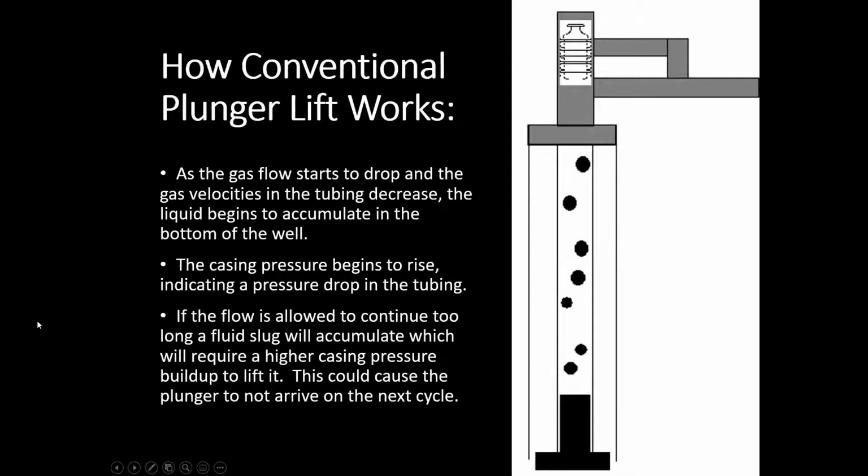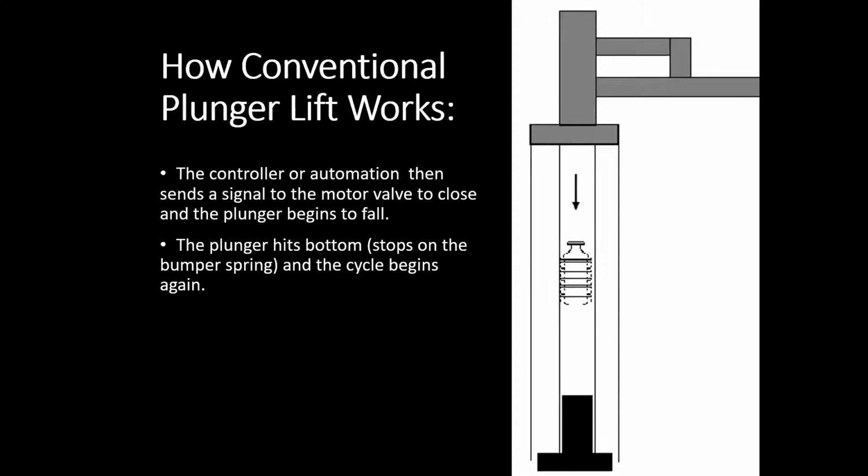During the afterflow process, you will also see tubing pressures drop and typically run right above line pressure, and the casing pressure will begin to increase, which indicates liquid loading is taking place downhole. If the well flows out too long after this point, you may load up and the plunger may stall out on the next run. Once we have an adequate amount of afterflow time, the controller automation sends a signal to shut the well in, and the plunger begins to drop, and the sequence begins again.